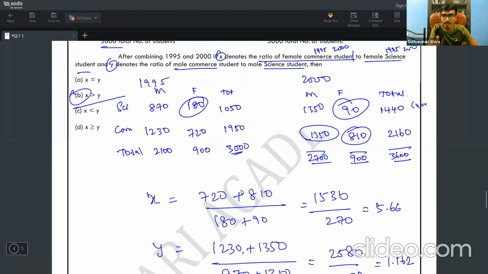Suppose this question is asked in your examination, try to avoid this question. In the worst case, you will attend this question.